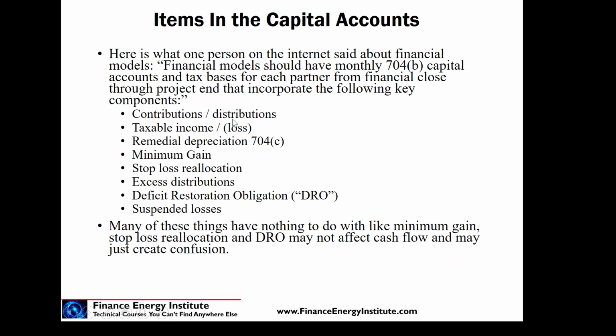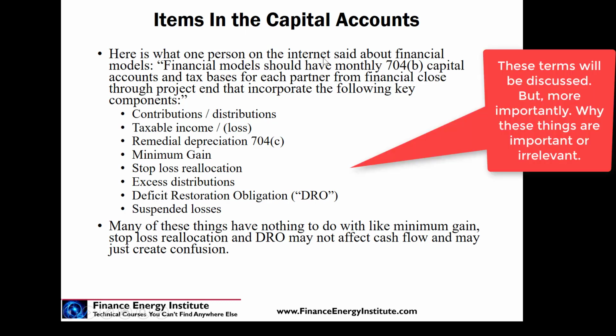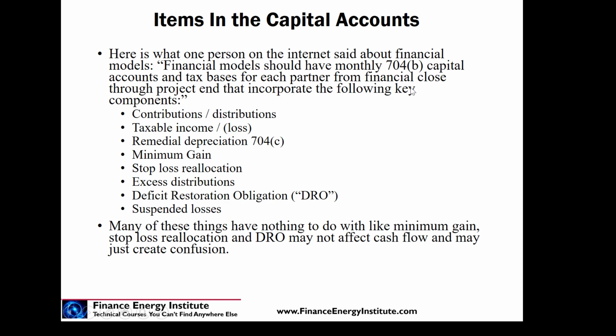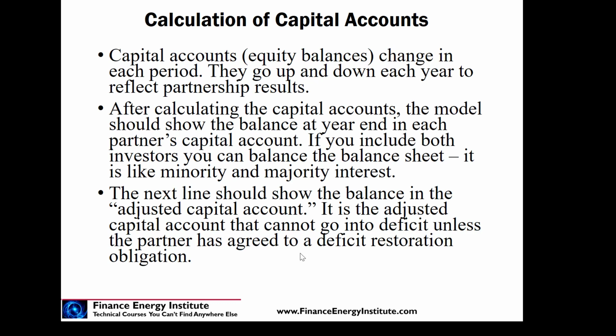We're going to talk about capital accounts, and they have something called remedial depreciation, 704C, minimum gain, stop loss reallocation, excess distributions. And some man said they have to have monthly 704B capital accounts and tax bases. And you have to put this in for every single investor in the partnership as a whole, and by the time you're finished, oh my gosh.